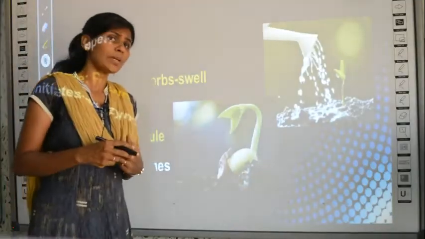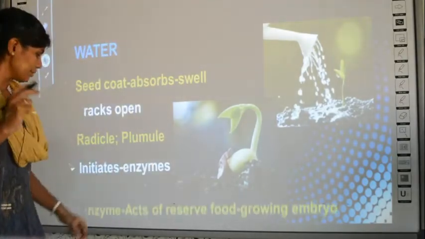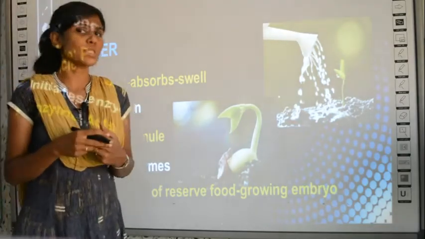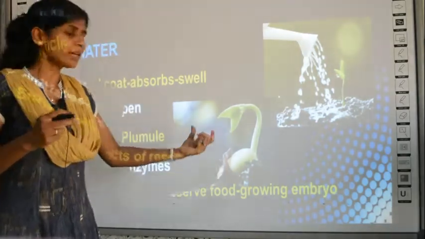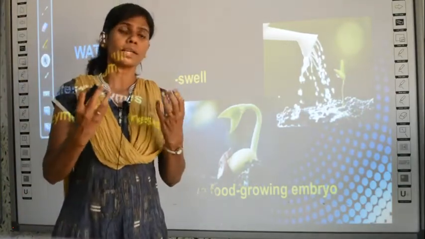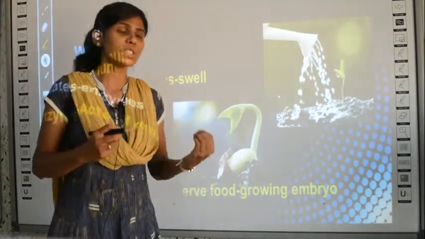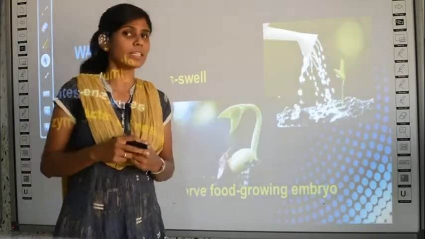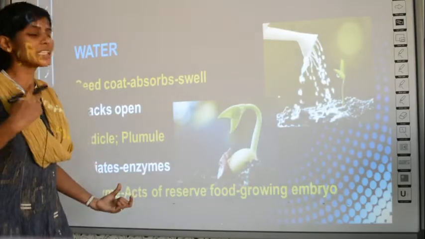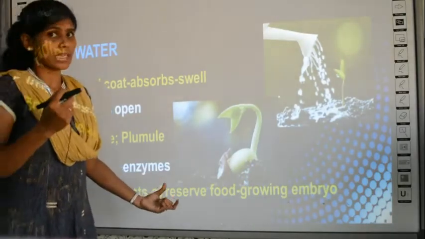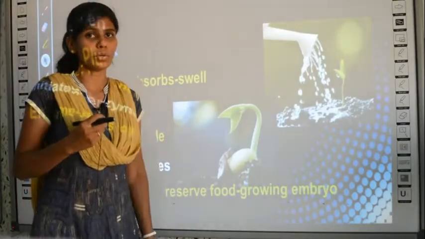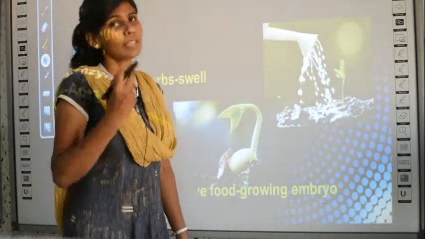Okay, what will happen if the enzymes are initiated? If an enzyme is initiated, it will act on the reserve food. Which is the reserve food in a seed? The cotyledon is the reserve food. You have studied about cotyledons, right? So cotyledons are full of food which is required for the germination of the seeds. So once the enzymes are initiated, it will activate the cotyledons to provide food. Then it will provide food for the growing embryo, which means the seedling or the young plant.